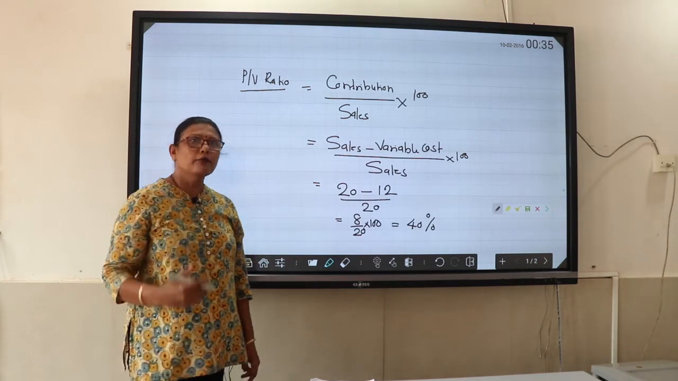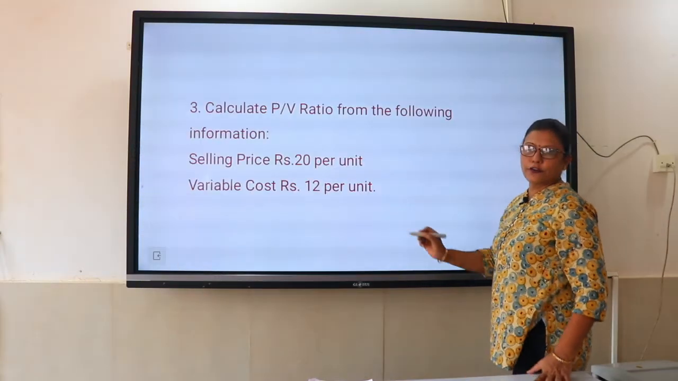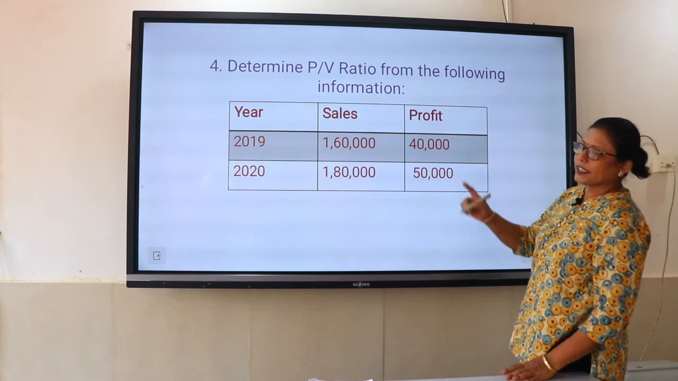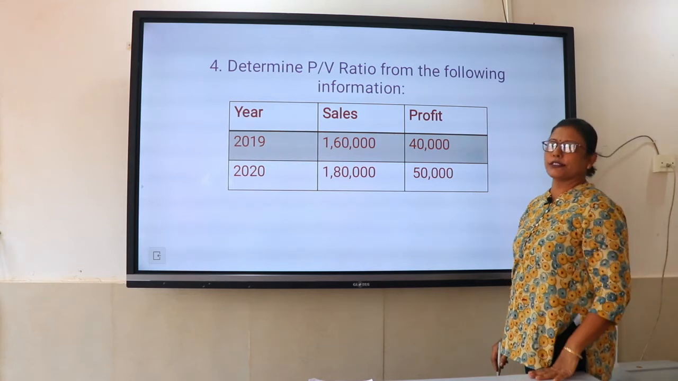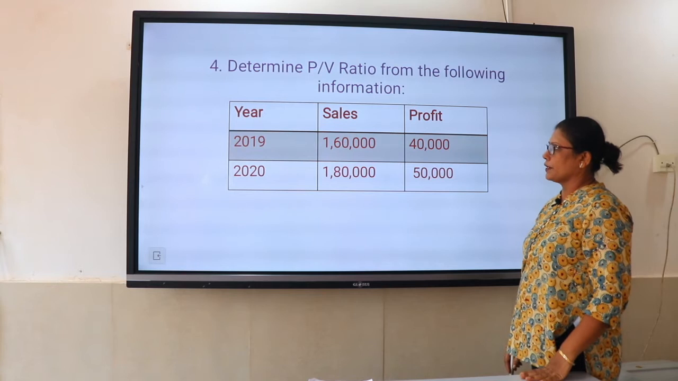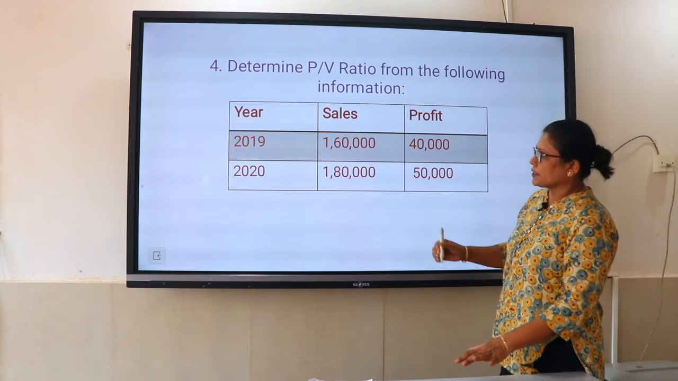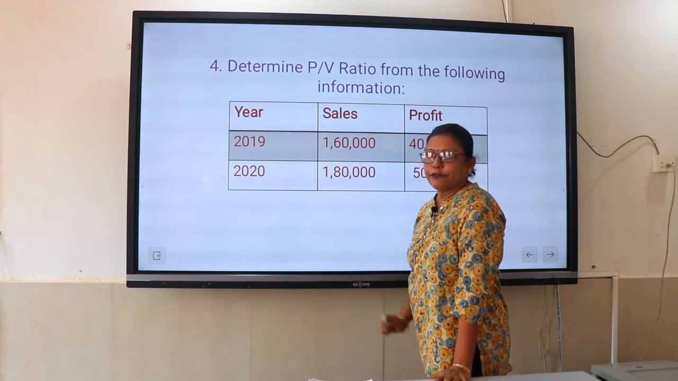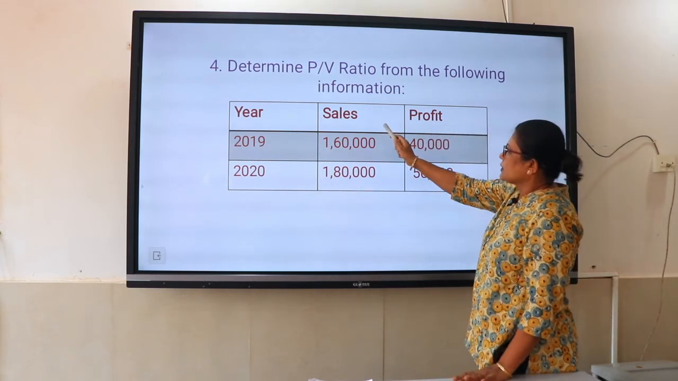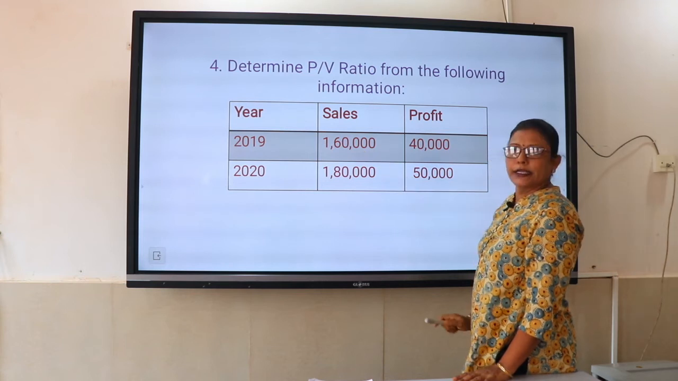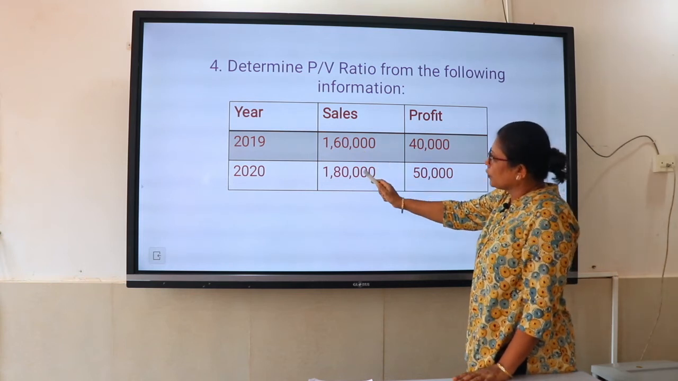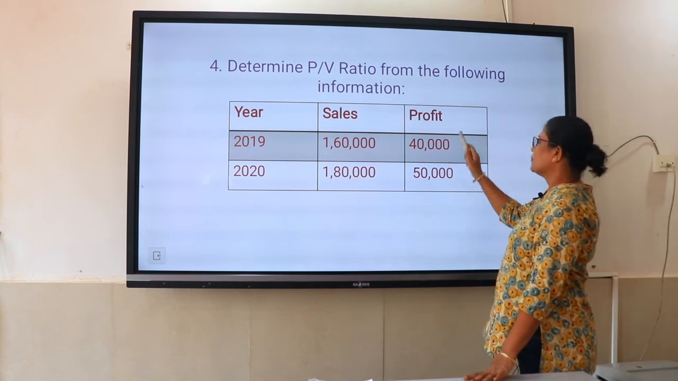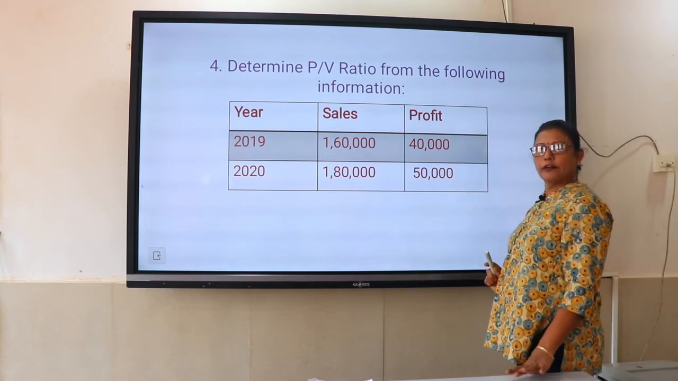Okay, we'll take one more illustration. Next illustration. Now that is what I was talking about. When they give you 2 years data, then how do you determine the PV ratio? Look at this. We have been given data for 2019 and data for 2020. Sales for 2019 is 1,60,000 and for 2020 is 1,80,000. Profit is 40,000 and 50,000.